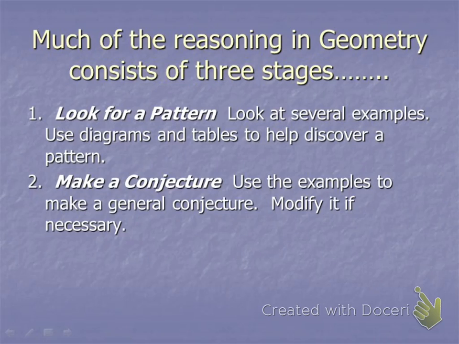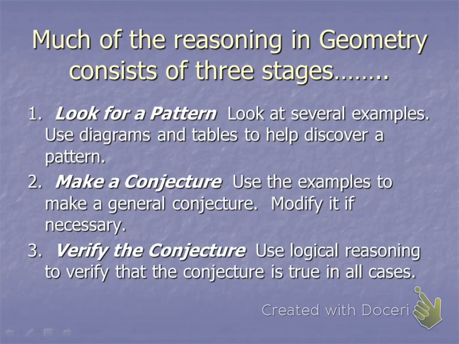Use the examples to make a general conjecture. Modify it if needed. So sometimes you'll think you have the right conjecture, and then someone will think of an example that proves you wrong. So we might have to change your conjecture. Then we're going to verify the conjecture. So use logical reasoning to verify the conjecture is true for all cases.